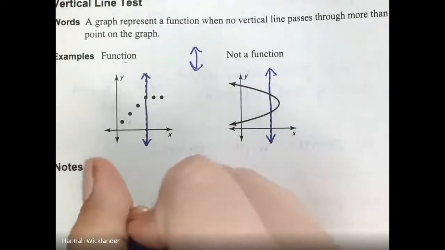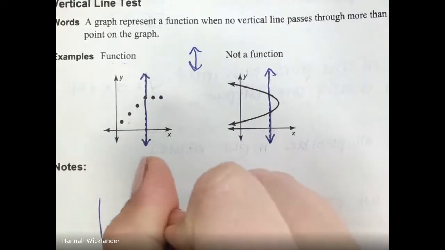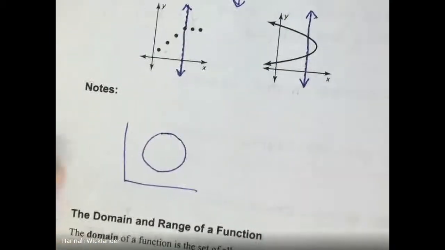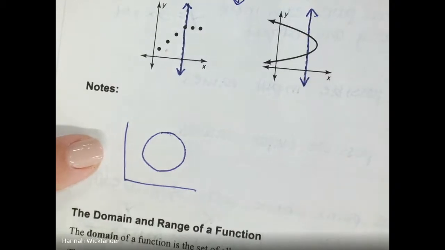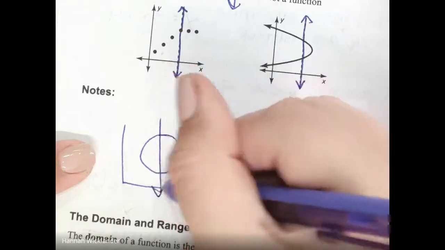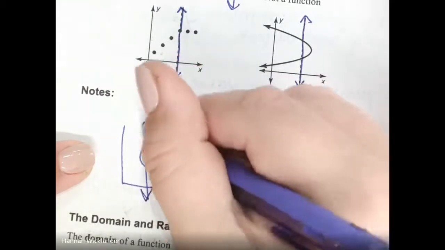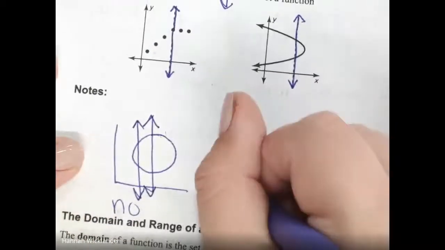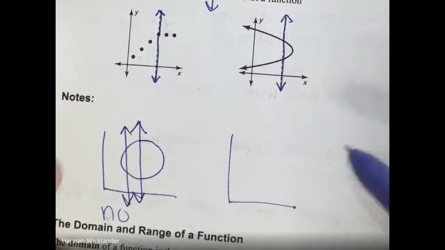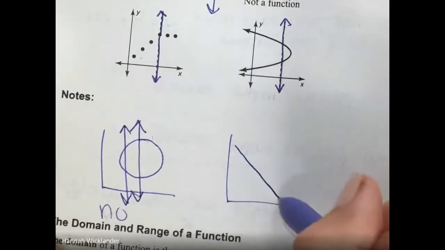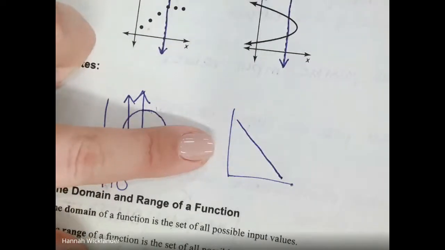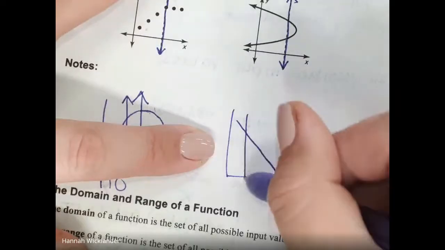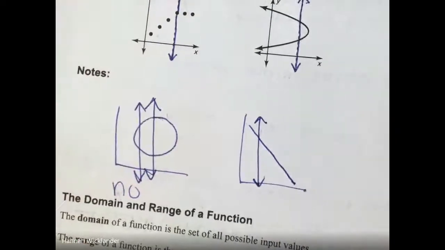Okay, so if I had a graph like this, that's my picture. Would that be a function or no? This one right here. No, good job. Because if I put a vertical line through it, it's going to go through more than one point anywhere I put a vertical line. So no. But then, what about this graph? Is that a function? Yes, because if I do a vertical line, it'll only go through one point.